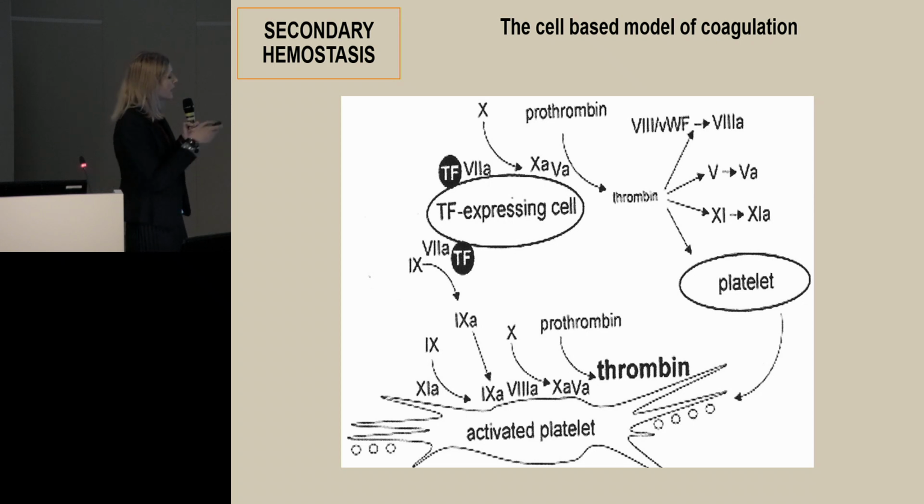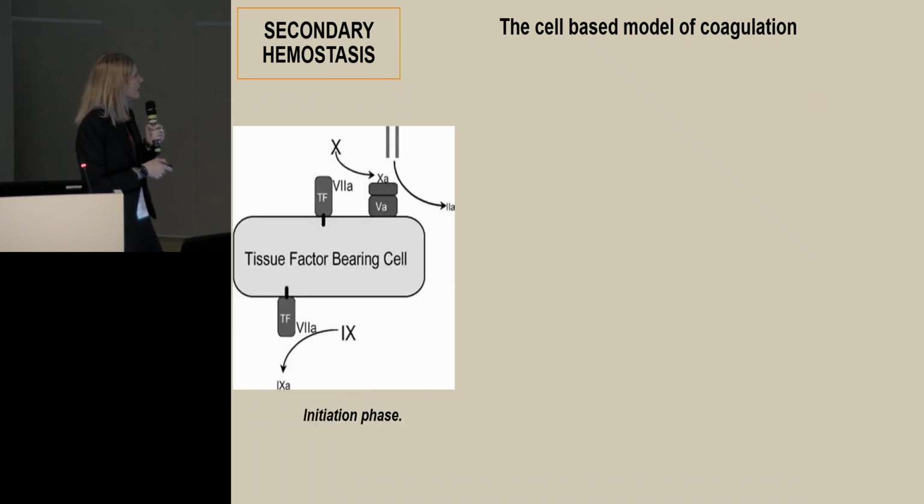and Hoffman. And as you can see here, we have a little bit more complex interaction between the coagulation factors and the cells. And in this cell-based model of coagulation, we have three successive steps: initiation, amplification, and propagation. In the initiation phase, everything happens on the surface of a cell which expresses tissue factor. Normally, this cell is not in contact with blood because it is found underneath the vascular wall.